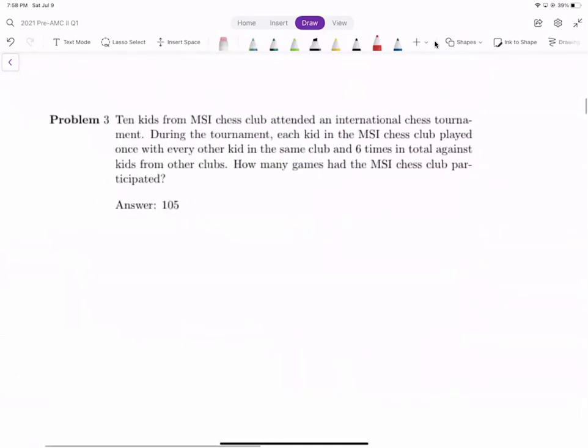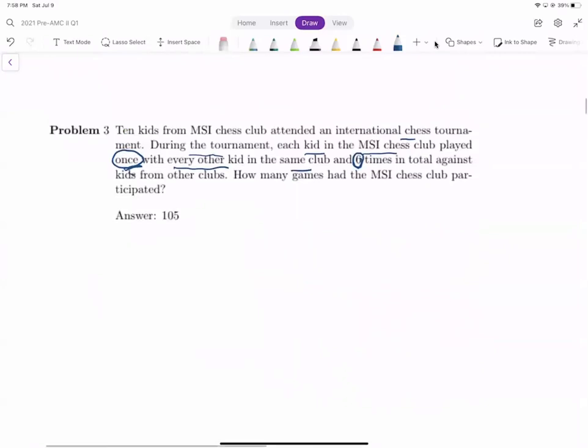Question number 3. The kids from the MSI Chess Club attended an international chess tournament. During the tournament, each kid in the MSI Chess Club played once with every other kid in the same club, and 6 times in total against kids from other clubs. How many games did the MSI Chess Club participate in?